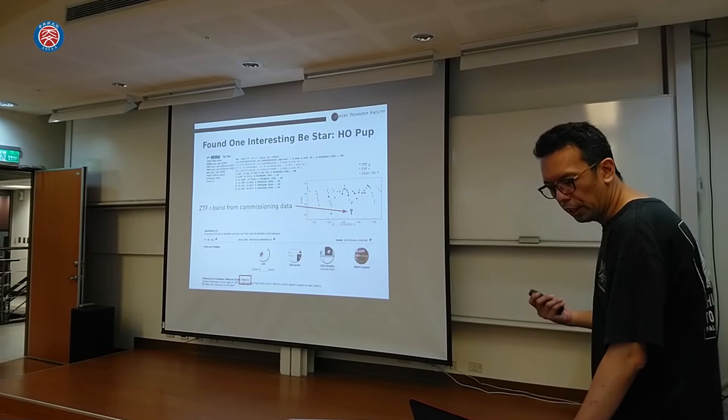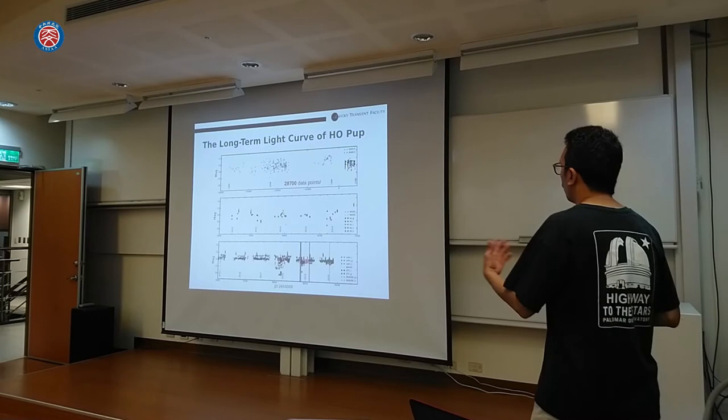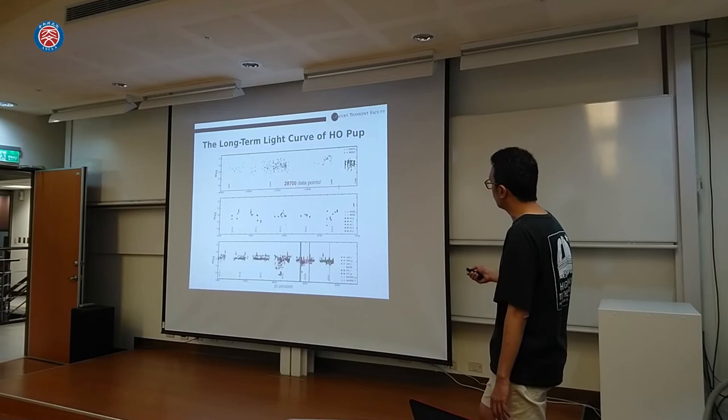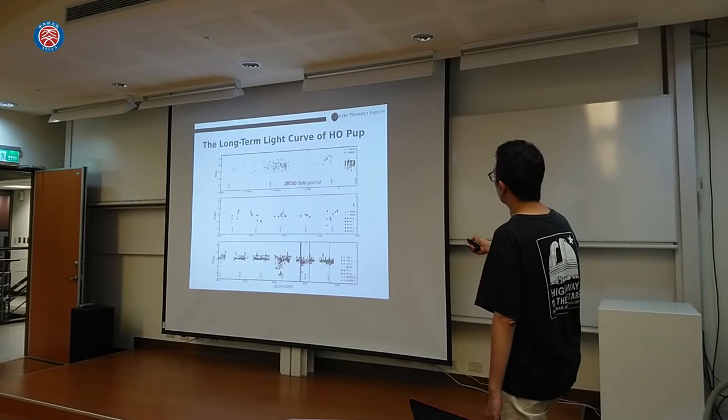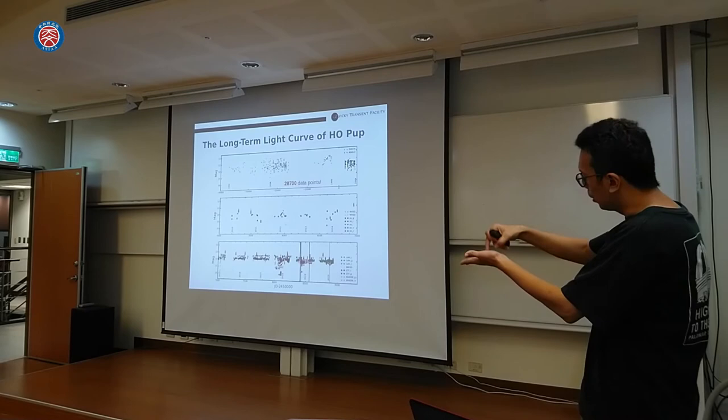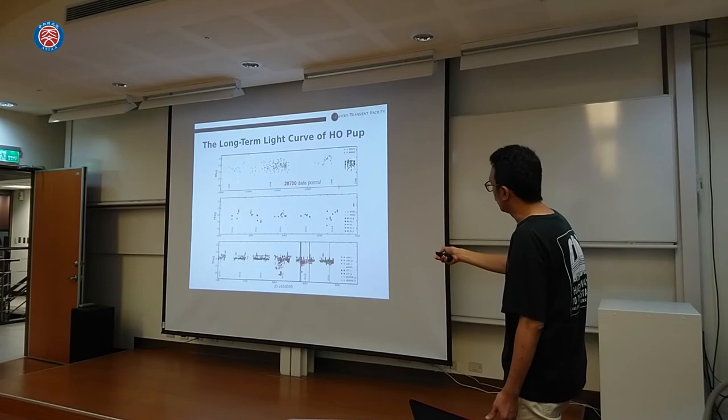So we collected as many data points as we can, including our own observations. Altogether, we collected 28,000 data points, all the way from about 120 years ago, 1894. This is from the DASCH project. It's from photographic plates, and the DASCH team converted the plate measurements to digital measurements. So this is a century-old data point.